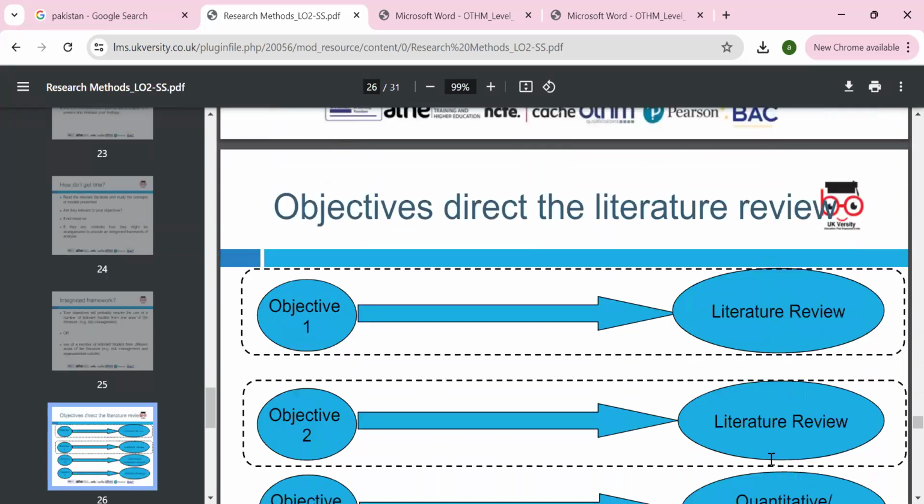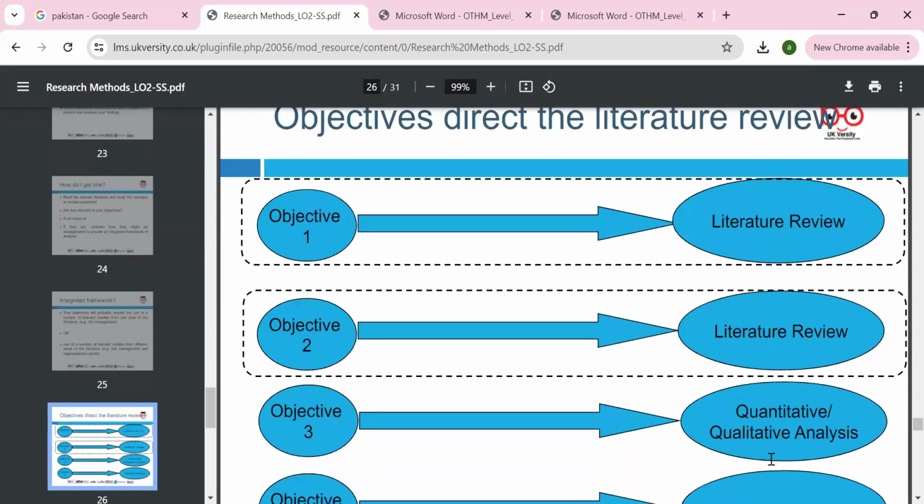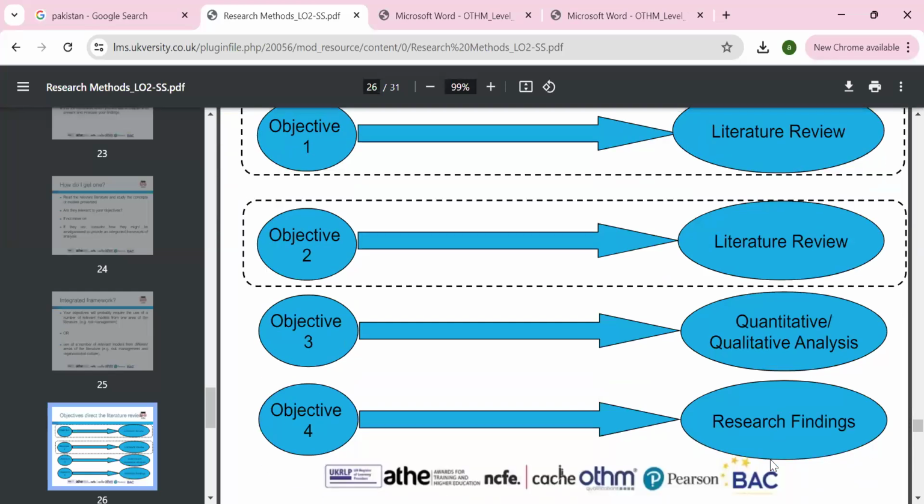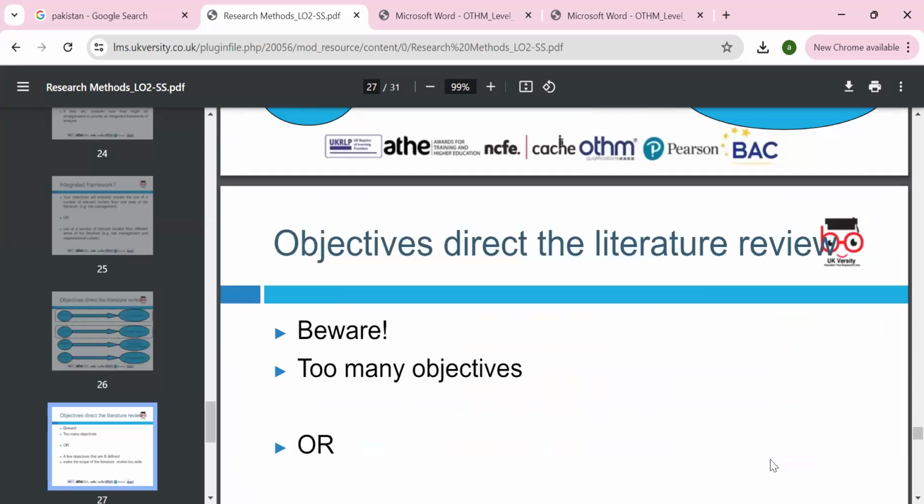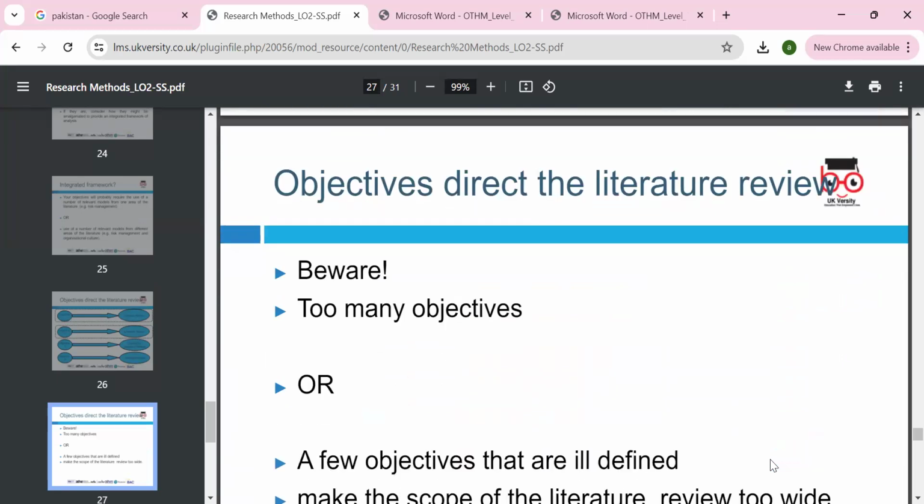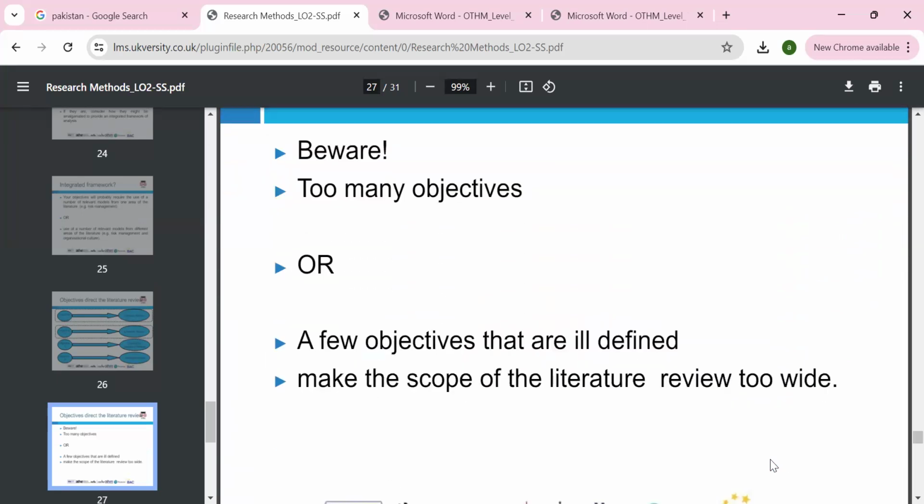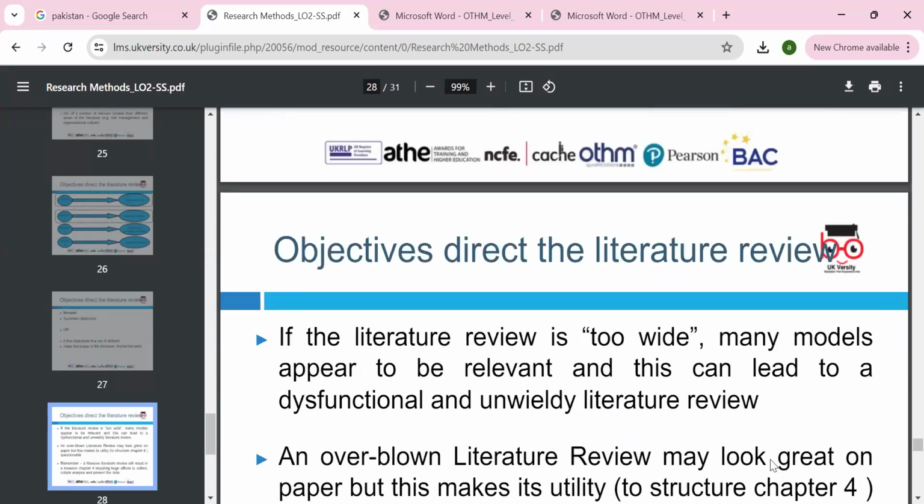Okay. Objective 1, literature review, objective 2, literature review, objective 3, literature review, as many objectives as you have. Objective 4 can be findings and recommendations. And for objective 3, you can draw the methodologies, such as whether you want primary research, secondary research, quantitative, or qualitative. The number of objectives directs the literature, and be aware of too many or too few objectives, as they all will define and set the scope of the literature review.